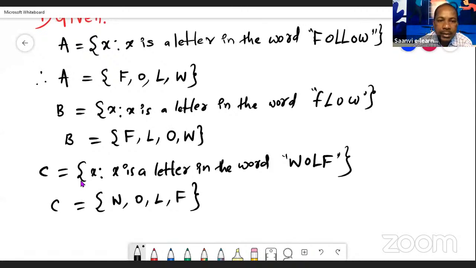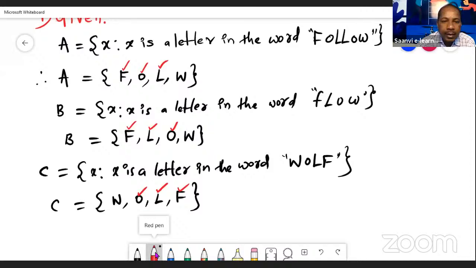Now observe set A, set B, and set C. In which sets are the elements the same? Let us see here. In set A, the element F is there. In set B also F is there. And in set C also the element F is there. Right. Next, in set A, the element O is there. In set B also O is there. In set C also O is there. In set A, L is there. In set B also L is there. And in set C also L is there.